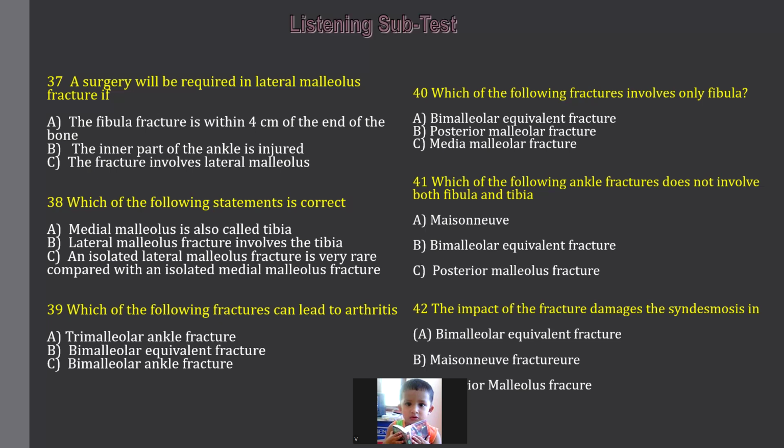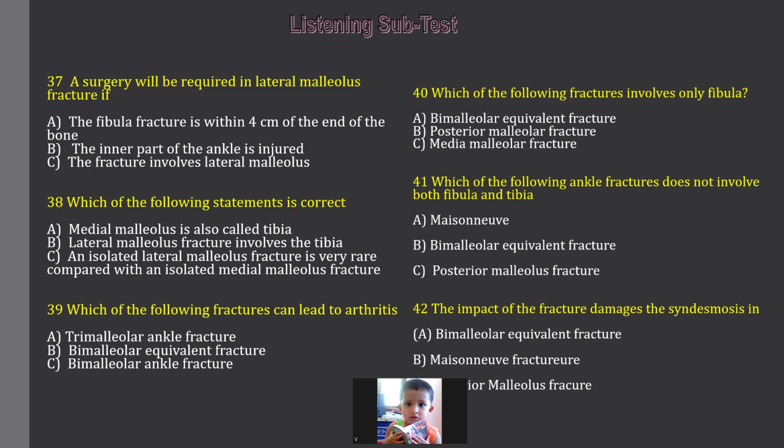Medial malleolus fractures involve only the tibia. This fracture occurs to the bone on the end of the tibia, which is called the medial malleolus. An isolated medial malleolus fracture is very rare compared with an isolated lateral malleolus fracture. Generally, a displaced medial malleolus fracture is treated with surgery.